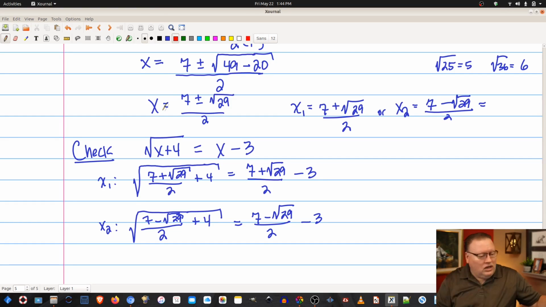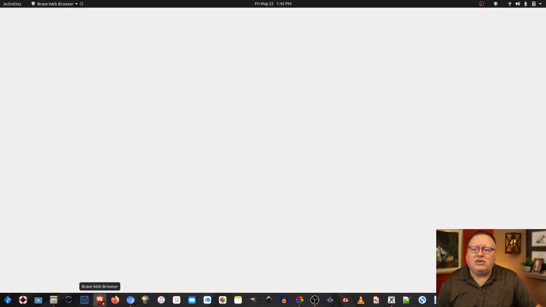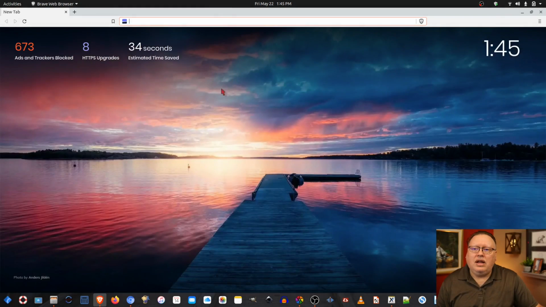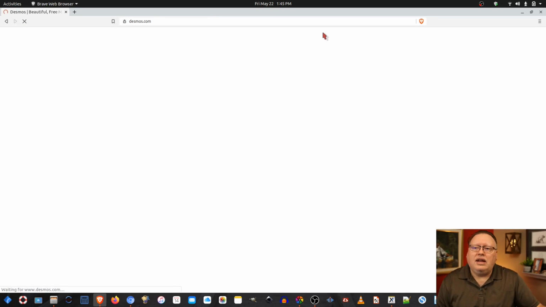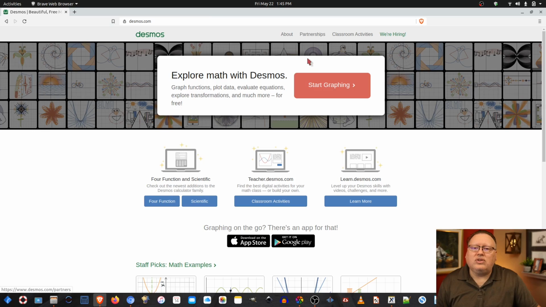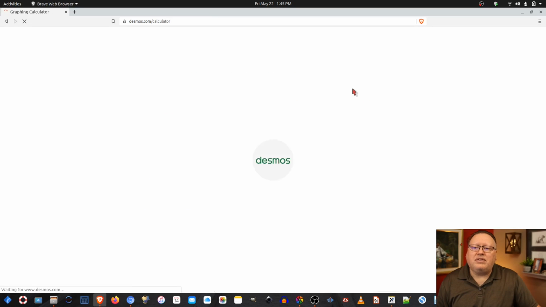Okay. So one way to do this is maybe go to a browser and go to Desmos. Desmos will allow you to type these radicals in pretty easily. So let's do that, and that'll give us an easy way to check. So I'm going to open up my browser here. And we're going to go to Desmos. And I'm going to show you a little trick also. So we're going to start graphing.